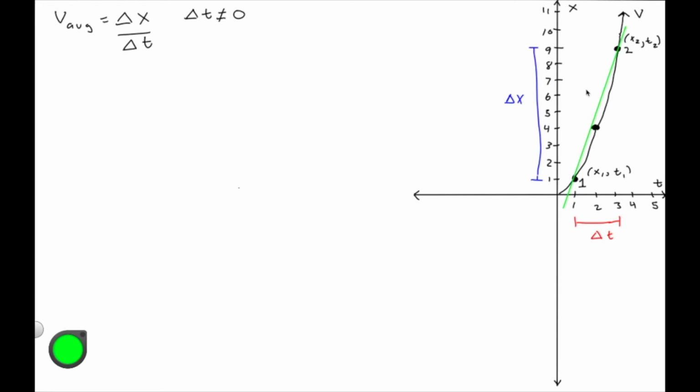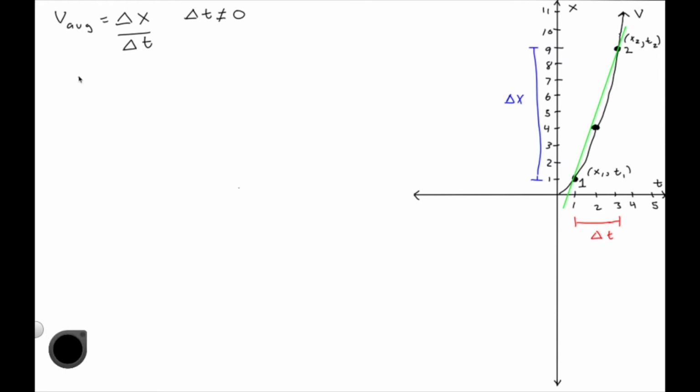And so why is that? If you recall, the slope of a line is the rise over the run, the ratio of the vertical change to the horizontal change between 2 points.